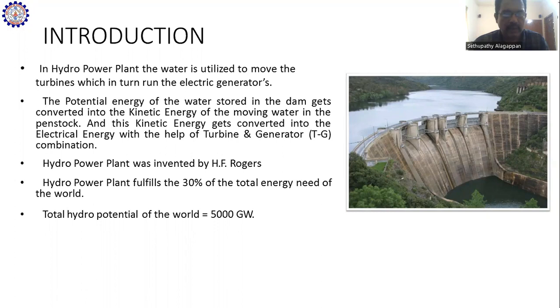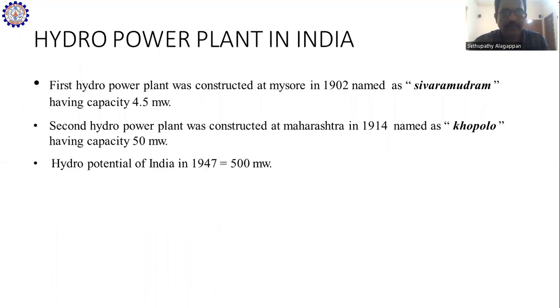Hydropower plants were invented by H.F. Rogers. Hydropower plants fulfill 30% of the total energy need of the world. The total hydropower potential of the world is 5,000 gigawatts.